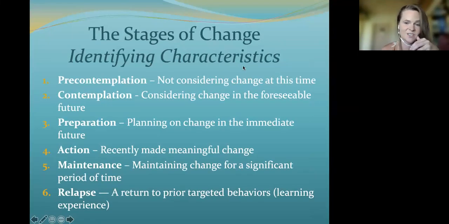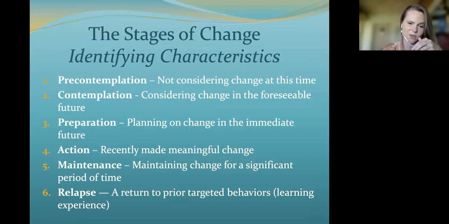So that's when a patient is just not considering change at all at that time. In contemplation, there's the consideration of change and it's in the foreseeable future, but this is where people are really on the fence. They're very much identified with the status quo. It's very clear to them that there are a lot of benefits to staying the way things are, but they're also starting to realize, hey, things could be really good on the other side of the fence as well.